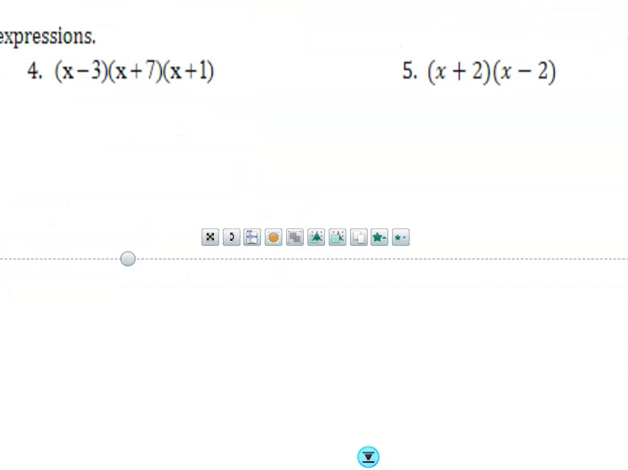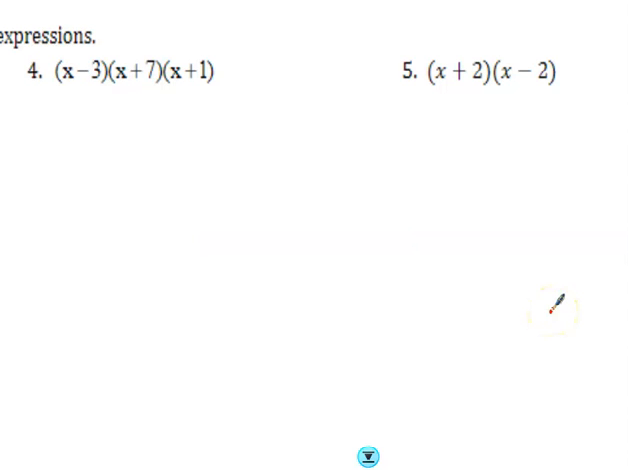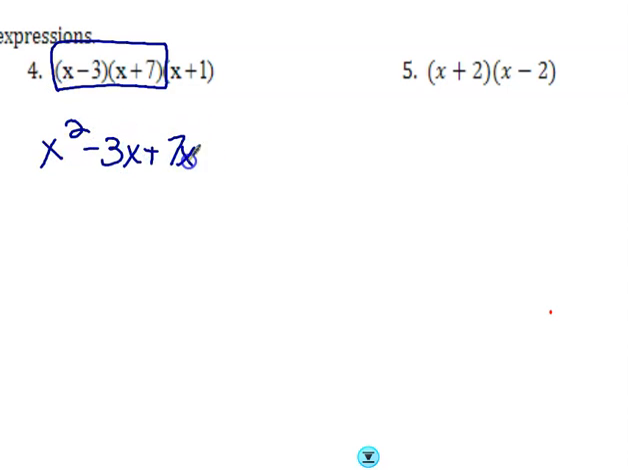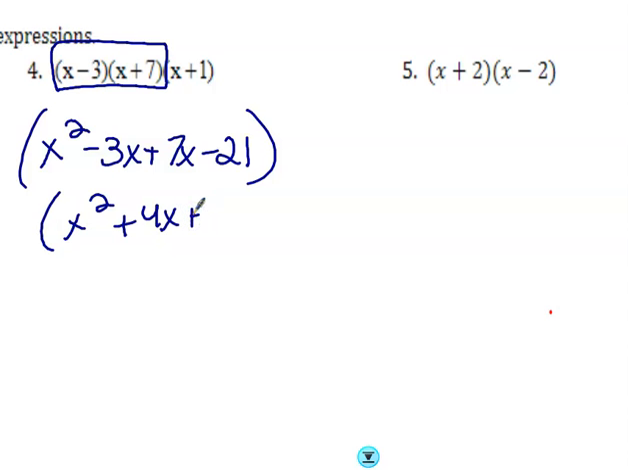All right, now we have the next 2. All right, so number 4. So now we have 3 binomials, all right? So what I'm going to first do is I'm going to FOIL the first 2. So that's going to give me x squared minus 3x plus 7x minus 21. I'm going to combine like terms for the middle, so then it's a little bit easier. There we go, minus 21. And then I will times it to the second one.